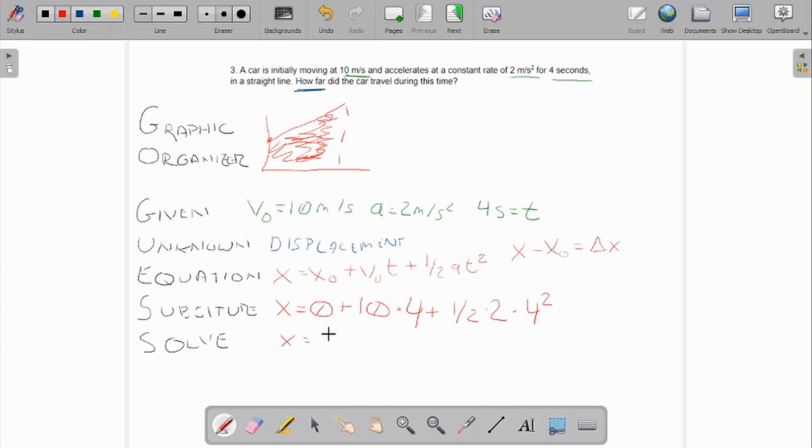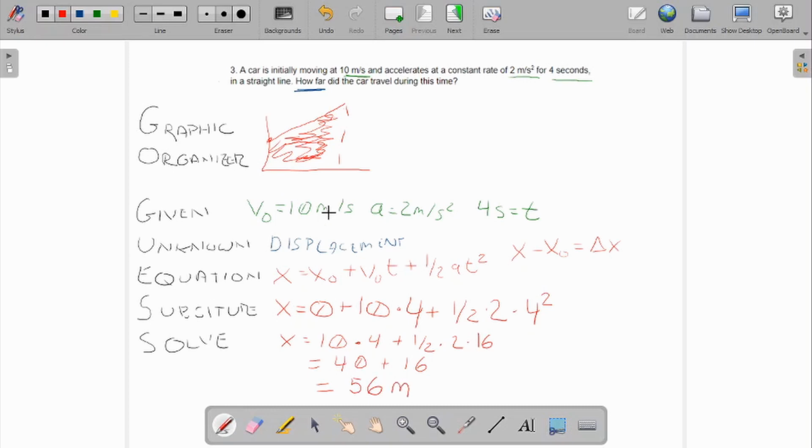Square first. 10 times 4 plus 1/2 times 2 times 16. Then multiply. 4 times 10 is 40. Half times 2 is 1, times 16 is 16. Add after that gives you 56, and because we're talking a distance or displacement, probably going to be in meters.